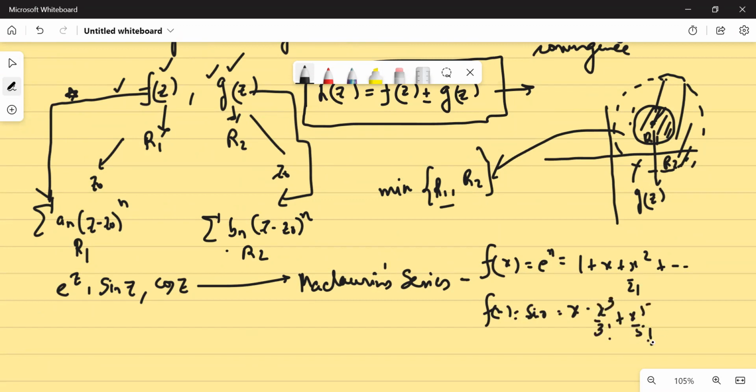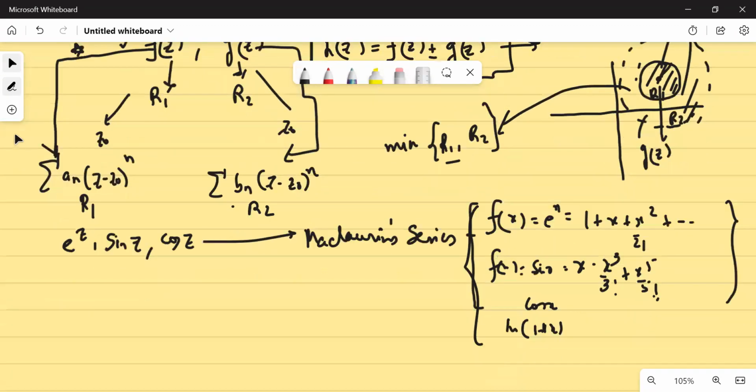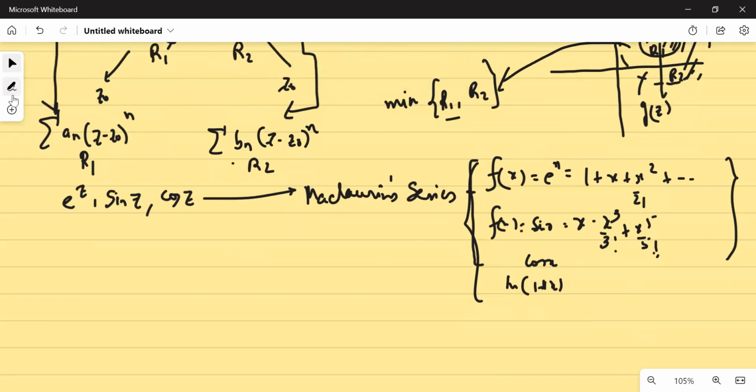What you do, you just write a few series that you know. For example, cosine x you know, and ln(1 plus x) you know. So all these series you put down in your notebook so that you remember them. These expressions will hold the way they were in real analysis only.